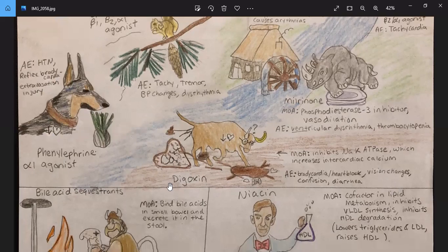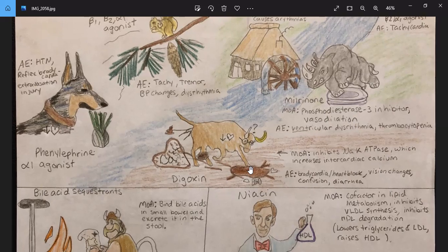Then we'll move on to digoxin, or an ox who is dig-oxen. And so the mechanism of action is that it inhibits the sodium potassium ATPase, which increases intracardiac calcium. So the more calcium you have in your heart, the more inotropic, the more contractility it will have.